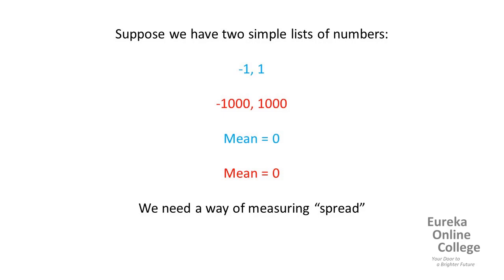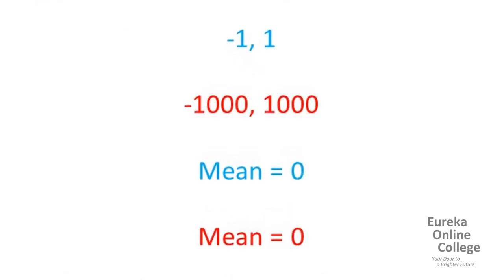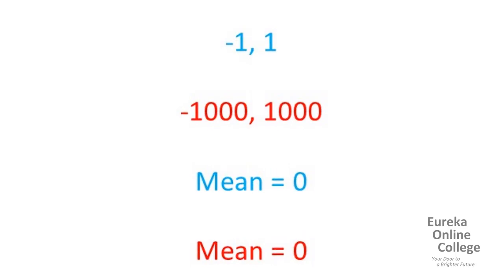Okay, so suppose we've got two simple lists of numbers. The first list, -1 and 1, which I've got in blue here, and the second list is -1,000 and 1,000, which I've got in red. So we can take the average of each of these lists of numbers. The average of the blue list is 0. So -1 plus 1 is 0, and of course if you divide that by 2, then you still get 0. Okay, what about the average of -1,000 and 1,000? Well, you can see that the average for that is also 0. -1,000 plus 1,000 is 0, divided by 2, and you get 0. So the average for both of these sets of numbers is 0.